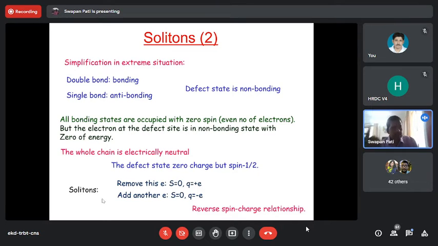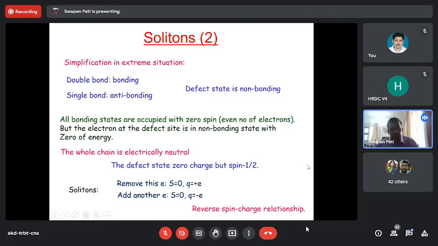So you have a spin, which is spin half, in the non-bonding orbital, but the whole system is neutral. If you put an electron there, it will go with the down spin, so up spin and down spin give zero spin, but there is a charge now because you have put an electron. Or take out an electron, and the up spin goes. That means you have zero spin in the non-bonding orbital, but it has a positive charge. So remove this, S equals 0, charge becomes plus e. Add another electron, S equals 0, charge becomes minus e. So a reverse spin-charge relationship.